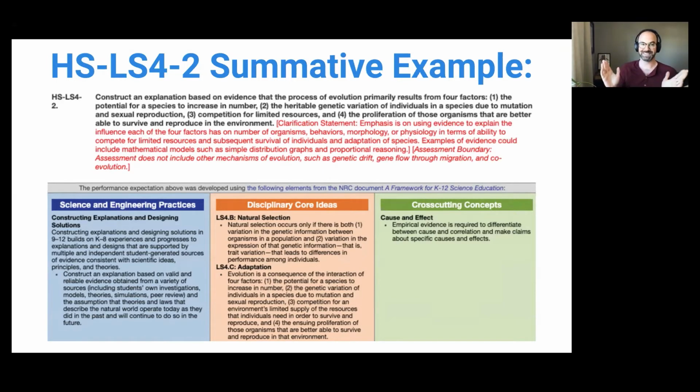HS-LS4-2 is a beast. Students need to construct an explanation that talks about evolution being driven by species that can increase in number, and inherit traits due to mutation and sexual reproduction. There's competition, and organisms that are better able to survive and reproduce, proliferate. And that's that. This is an absolute beast of a PE.